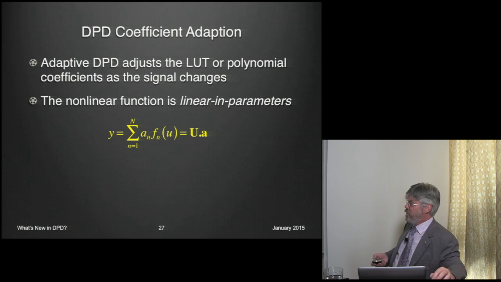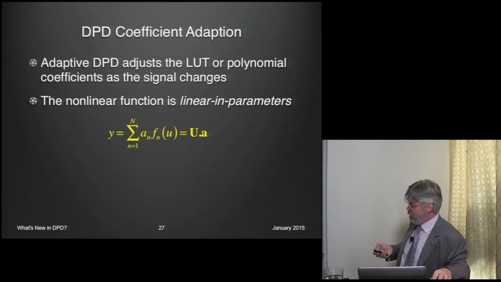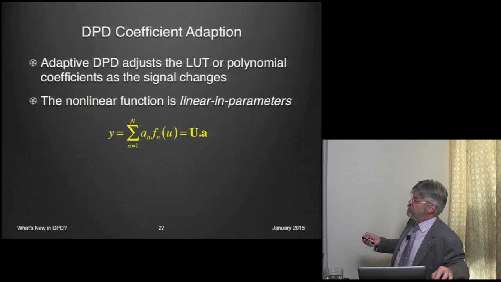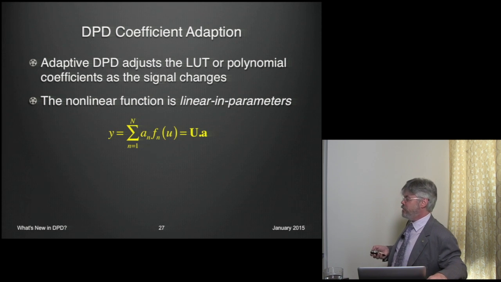The power levels can change. For multi-carrier GSM, the number of carriers and their location can change, and all sorts of things. And so you need to adjust the parameters of your DPD to maintain convergence and minimize the distortion.